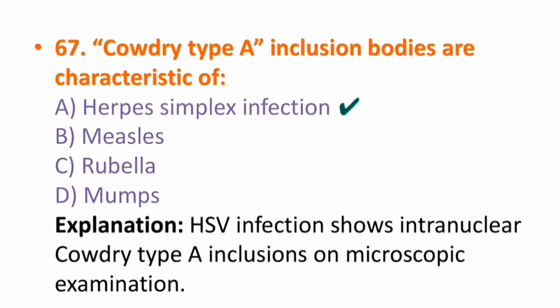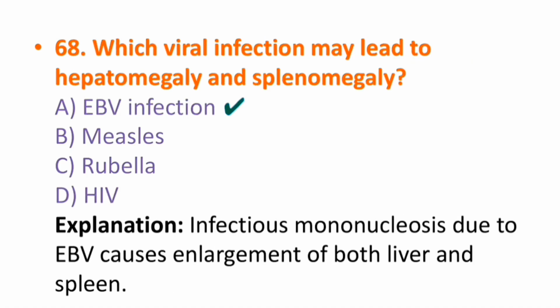Cowdry type A inclusion bodies are characteristic of option A, herpes simplex virus infection, option B, measles, option C, rubella, option D, mumps. The correct answer is option A, herpes simplex infection. HSV infection shows intranuclear Cowdry type A inclusions on microscopic examination.